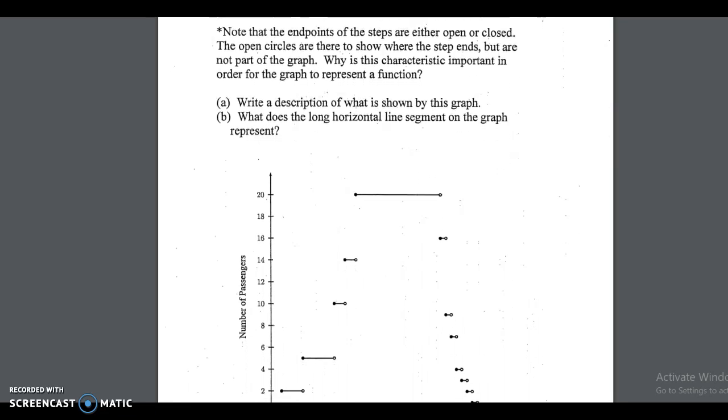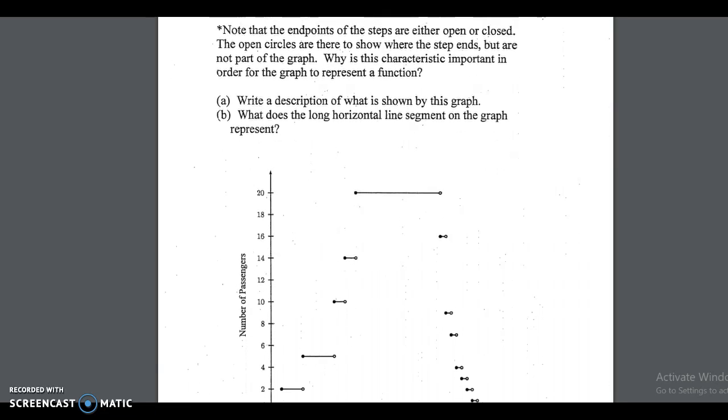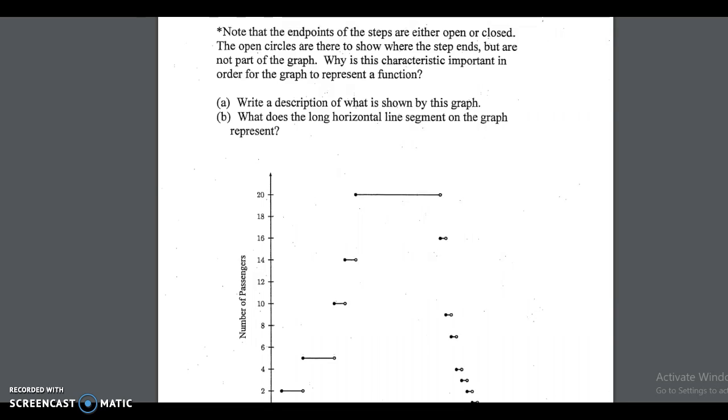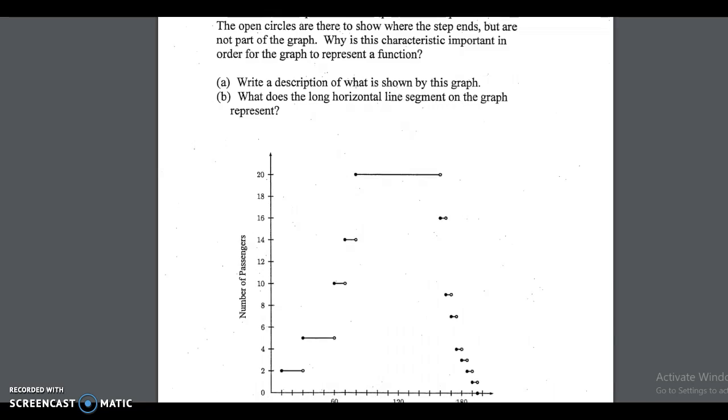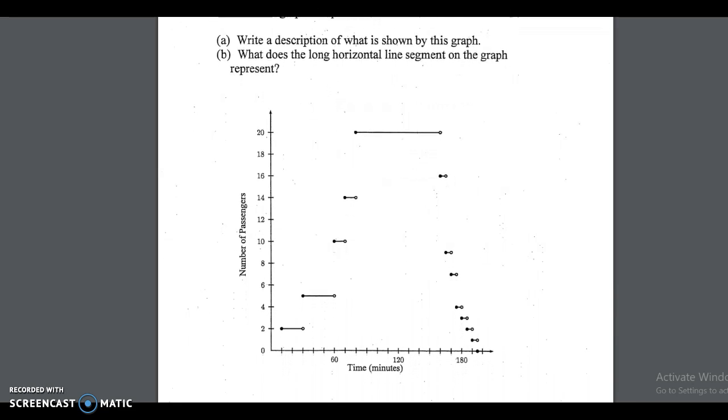Alright, anyways, the question I'm going to be answering is: note that the endpoints of the steps are either open or closed. The open circles are there to show where the step ends, but are not part of the graph. Why is this characteristic important in order for the graph to represent a function? Question A is asking, write a description of what is shown by this graph. I will be telling you. And B says, what does the long horizontal line segment on the graph represent? So, this long one right here.